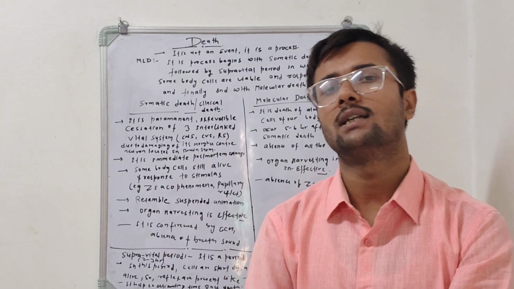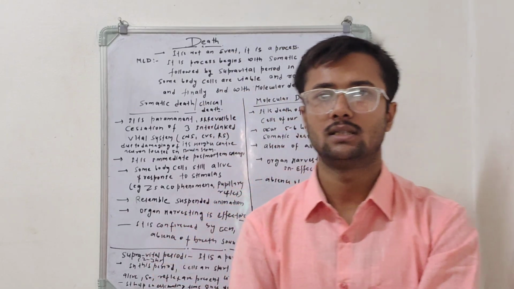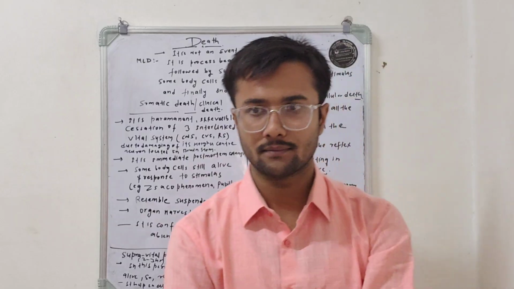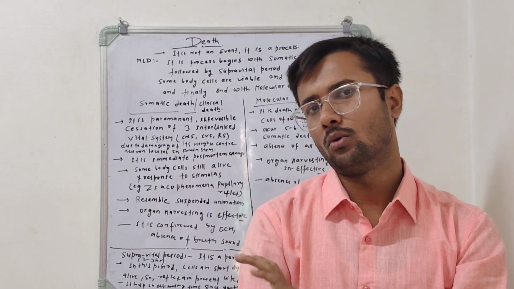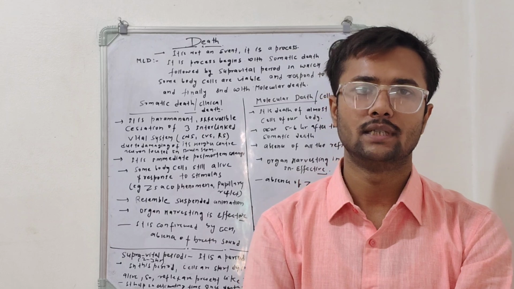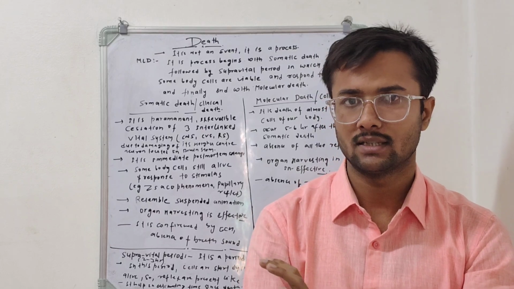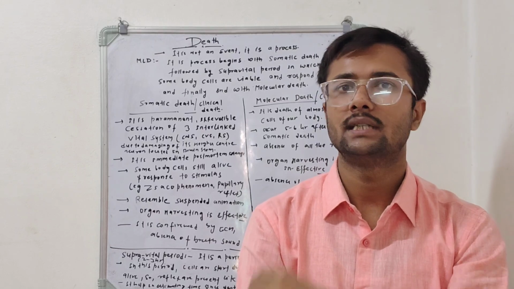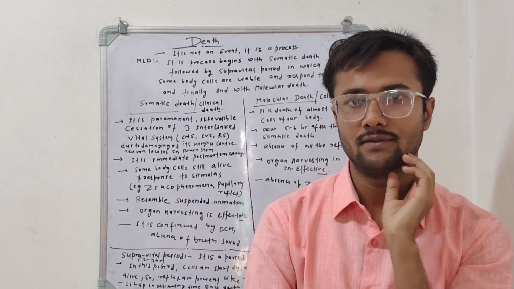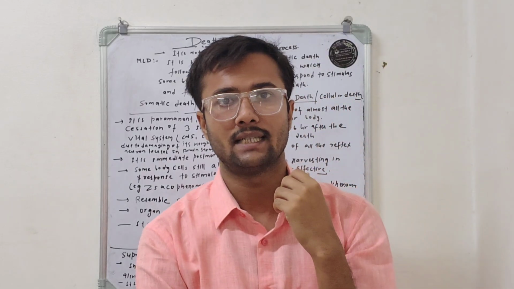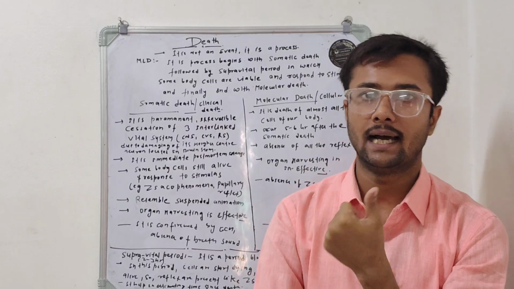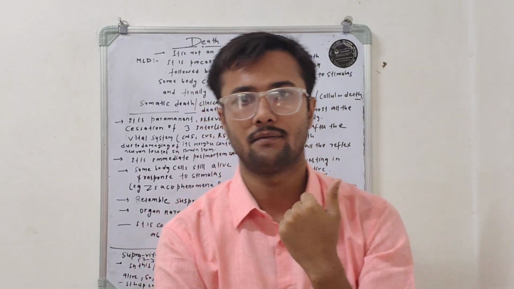Okay, so now what other things happen during this somatic death? During this somatic death, not all the cells of our body have died. Some cells are still alive. So if some cells are still alive, they show reflexes. Two common reflexes are the Jacobs phenomenon and the pupillary reflex.